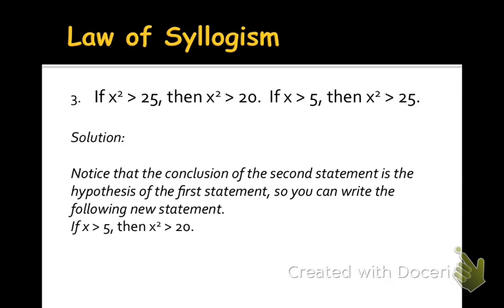And we can write a new statement with the hypothesis of the first, if x is greater than 5, and the conclusion of the second, then x squared is greater than 20.